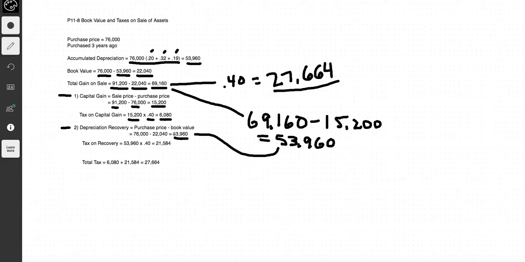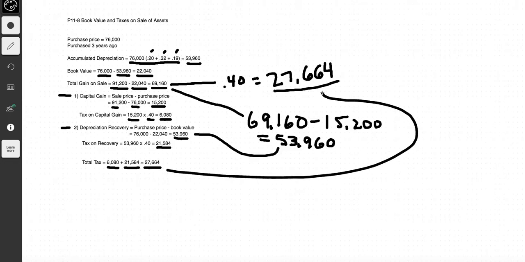So with that 53,960, we're also going to pay tax on that. And in that case, it's going to be 53,960 times our 40% tax rate. And that gives us 21,584. So that's the portion of tax on the depreciation recovery part. And if we add them both together, the tax on the capital gain plus the tax on the depreciation recovery, we get a total tax of 27,664, which is the same as what we calculated originally at the start of the problem.